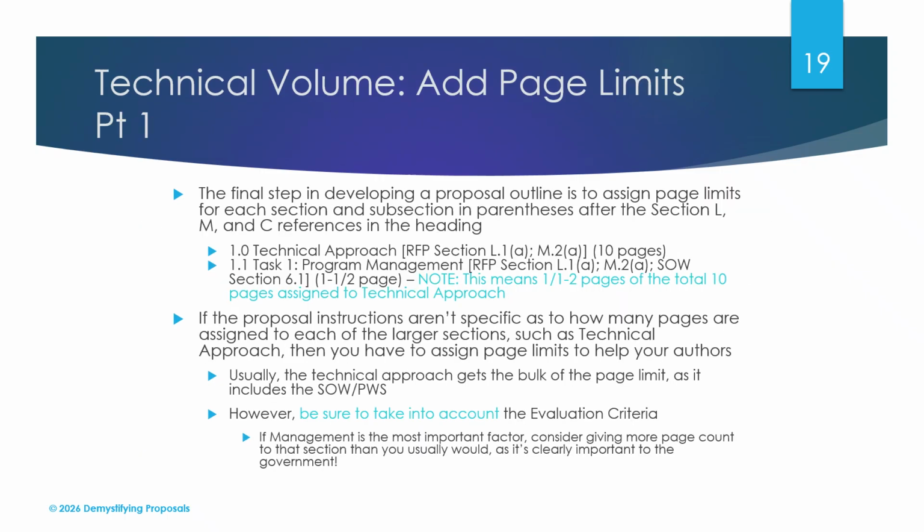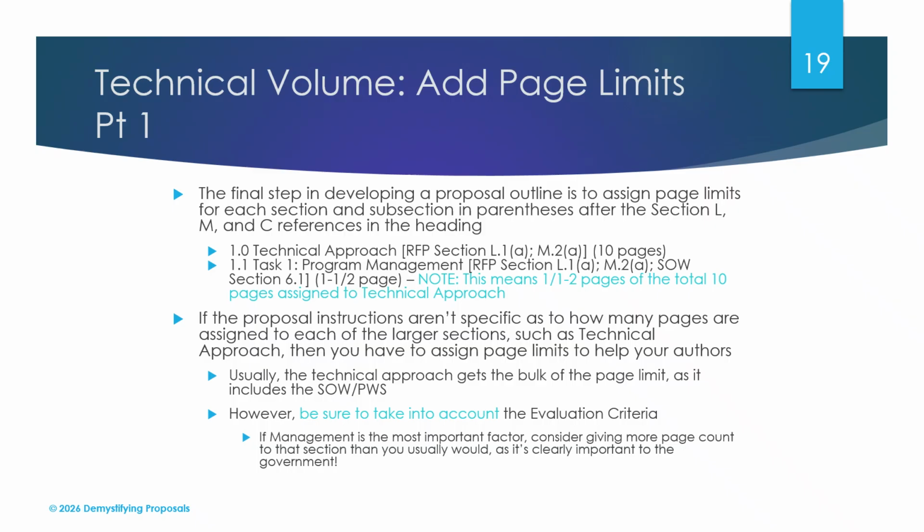The final step in developing a proposal outline is to assign page limits for each section and subsection in parentheses after the section L, M, and C references in the heading. So for example, section 1.0 is technical approach, and you'll see the L and M references in brackets after that heading. And then you might assign 10 pages to that section. So you put that in parentheses in the heading.